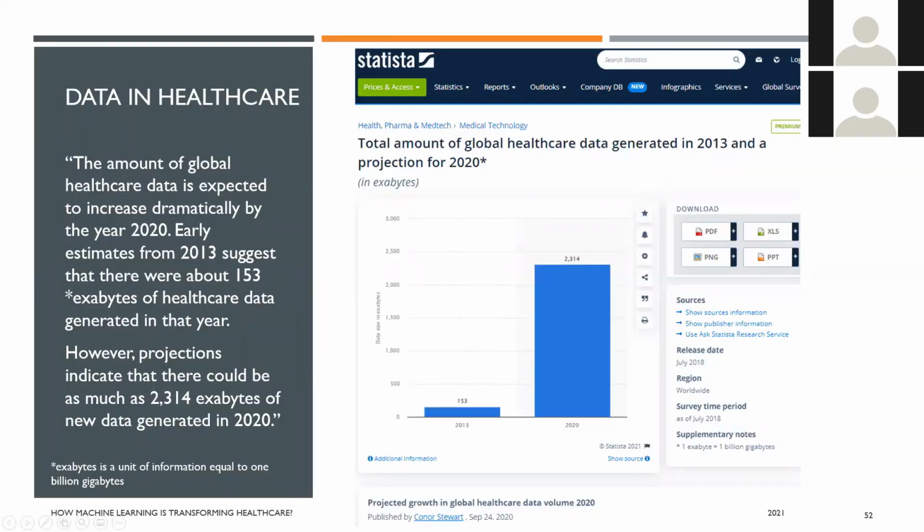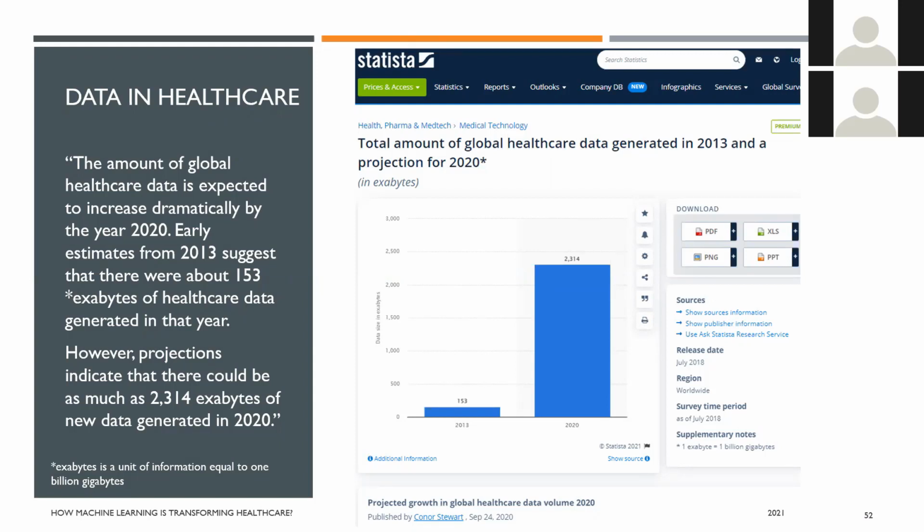Let's start with a few numbers. According to this research published in late 2020 about the projected growth in global healthcare data, the amount of global healthcare data is expected to increase dramatically by the year 2020. Early estimates from 2013 suggested that there were about 153 exabytes, which is a new symbol for the data. Not that much new, but still about 153 exabytes of healthcare data generated in that year.